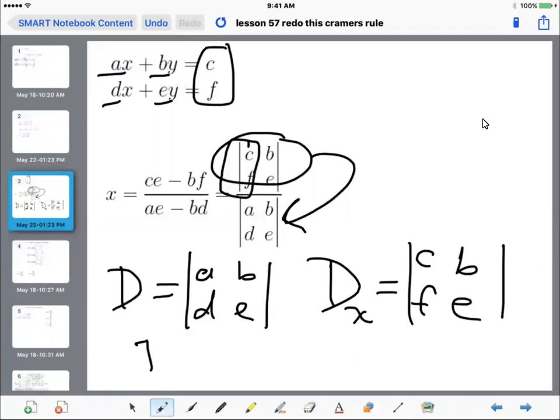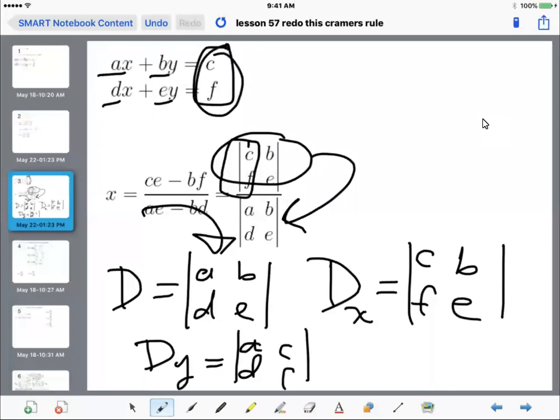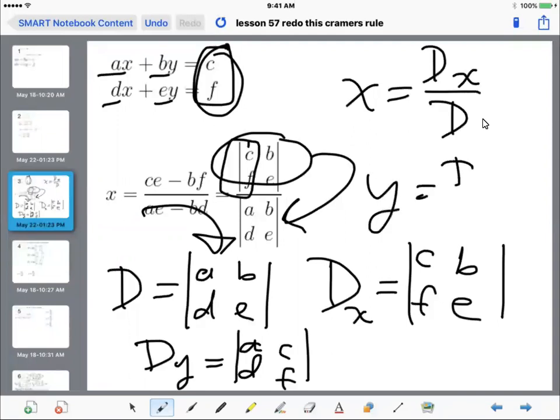And while we're at it, a third number can be calculated. I'll call it Dy. That's the same as this, except in this case the second column is replaced with the stuff after the equal sign. So we've got D, the determinant of the coefficient matrix. Dx is the determinant of the coefficient matrix with the first column replaced with the stuff after the equal sign, and Dy is the determinant of the coefficient matrix with the second column replaced with the things after the equal sign. If you do all that, x is going to be Dx over D, and y is going to be Dy over D.